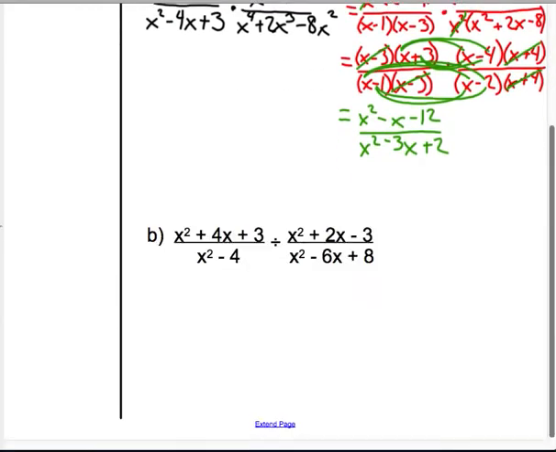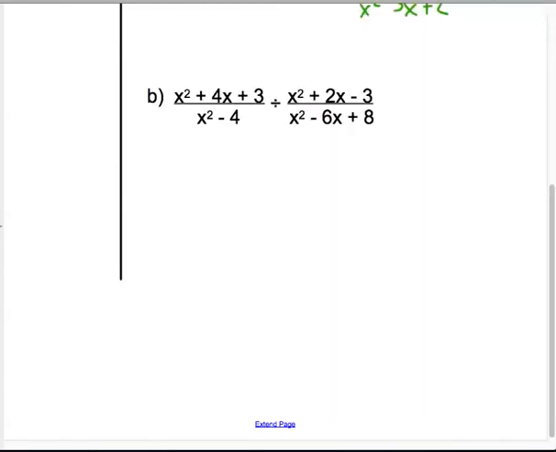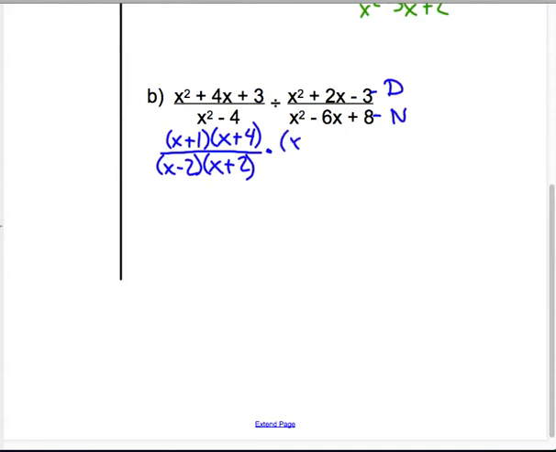All right, we'll take a look at one last example. So this time I'm going to start factoring as I flip. So I notice in my first numerator, I have a t-chart, what multiplies to 3 and adds to 4. And in my denominator, I've got a difference of squares. Now remember, I'm multiplying by the reciprocal. So this becomes my numerator, and this becomes my denominator. But I'm going to factor as I flip it. So now I'm looking at what multiplies to 8 and adds to 6.